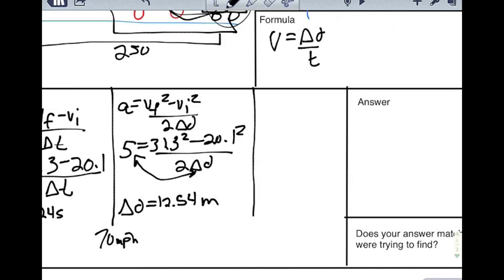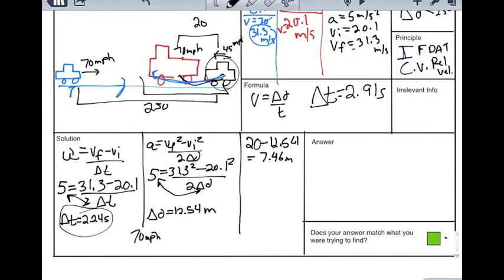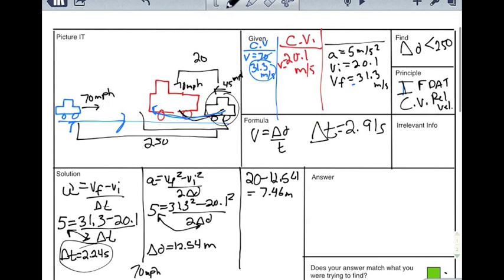Well, this is still that black car. It needs to travel 20 meters, and it's only traveled 12.54. So we need to subtract those two, and now we get a displacement. The displacement that we get is 7.46 meters. So I need to travel 7.46 meters that it's still traveling relative to the red truck.